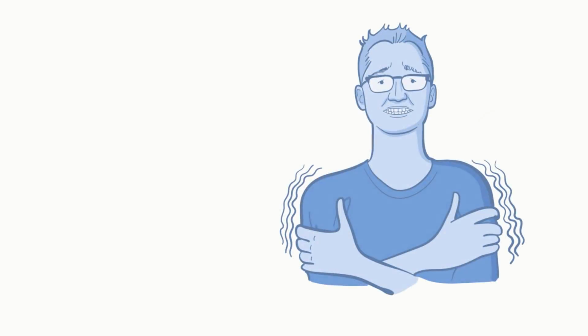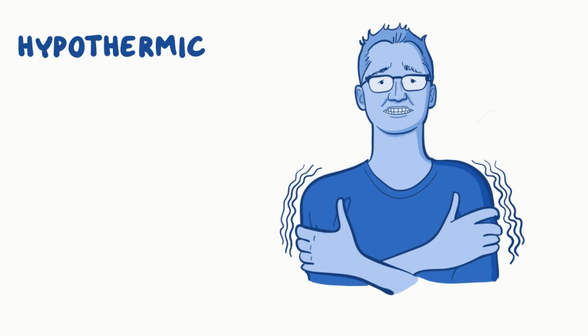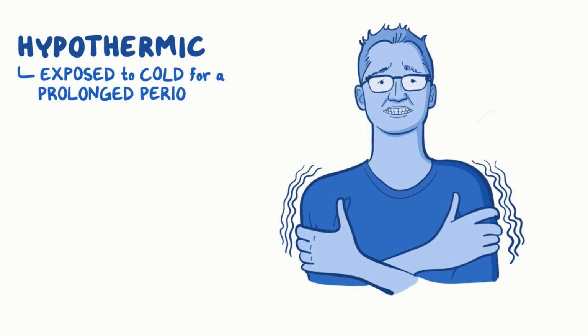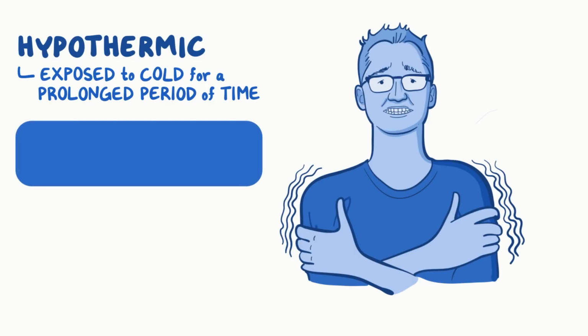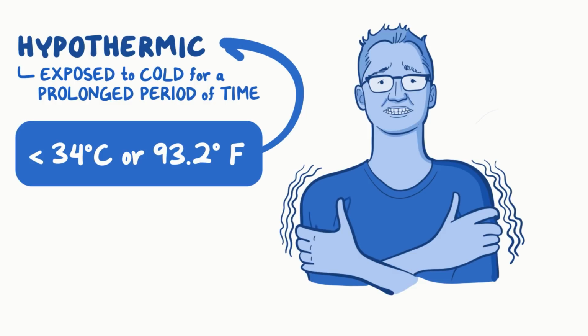Or Fred could be hypothermic. He might have been exposed to cold for a prolonged period of time, accidentally or in preparation for a medical procedure. A temperature below 34.0 degrees Celsius, or 93.2 degrees Fahrenheit, is classified as hypothermic. Let's check. We can measure Fred's temperature in several ways.